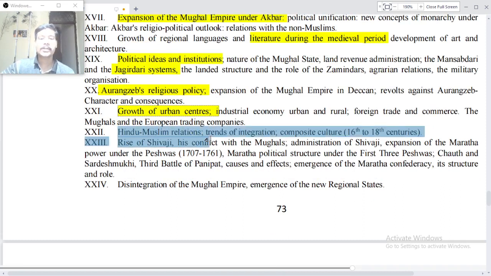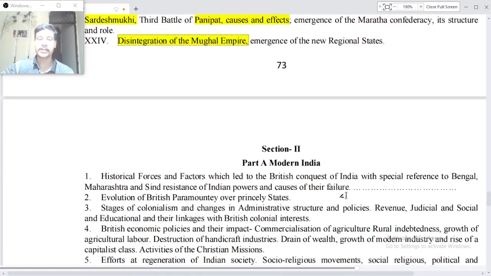Now, Hindu-Muslim relations, trends and integrations, composite culture of the 16th to 18th centuries. Rise of Shivaji, his conflict with the Mughals, administration of Shivaji, expansion of the Maratha power under the Peshwas of 1707 to 1761, Marathas' political structure under the first three Peshwas, Chauth and Sardeshmukhi. Third Battle of Panipat, causes and its effects, and emergence of Maratha confederacy, its structure and role, disintegration of the Mughal Empire, emergence of the new regional states.